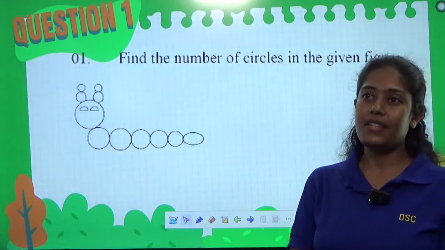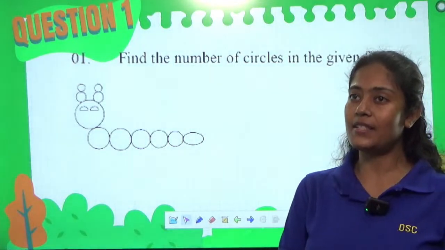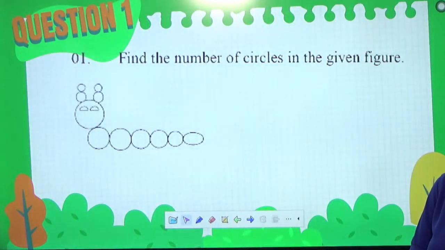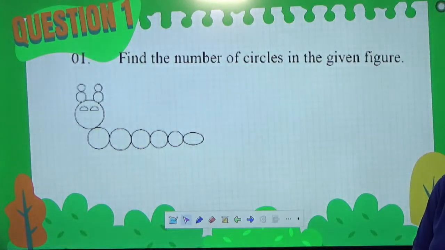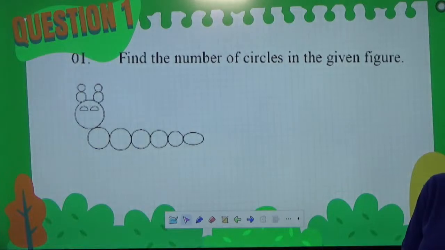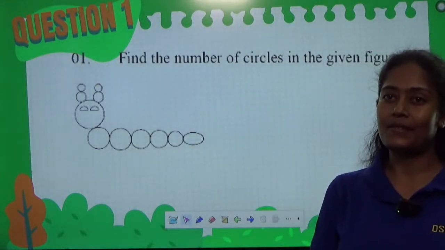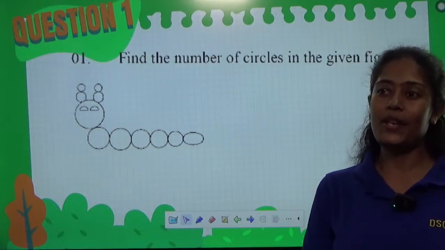This is question number 1 for you. Find the number of circles in the given figure. Easy question, right? You can answer that quickly. How many circles are there? Yes, how many?